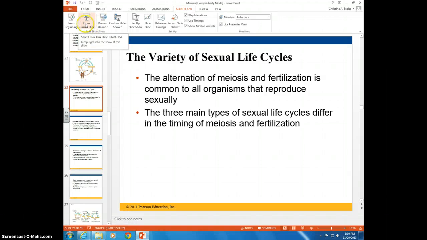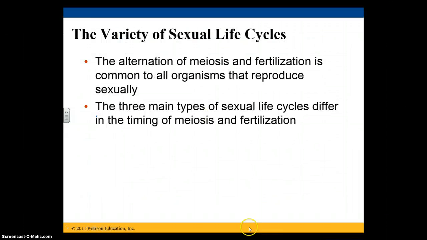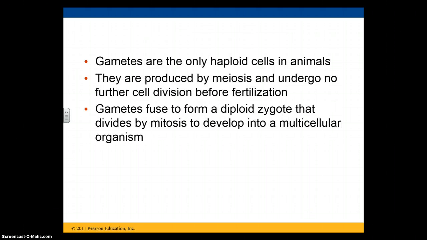Okay, so I promised you that we would talk about the variety of sexual life cycles today. So here we go. Remember, we said there are three main types of sexual life cycles that differ in the timing of meiosis and fertilization from humans. So you have to remember a couple of things before we start talking about these.